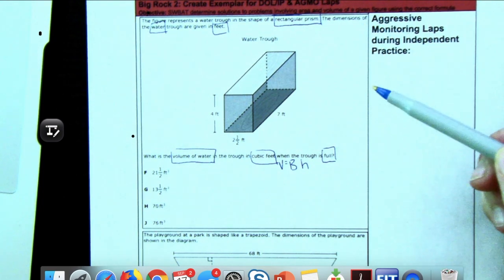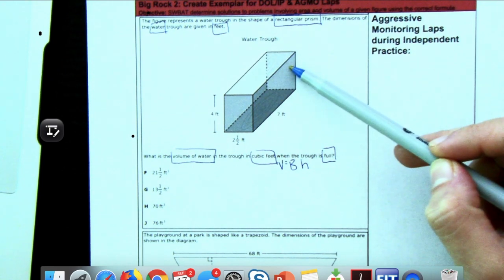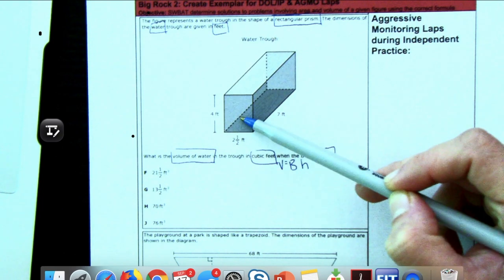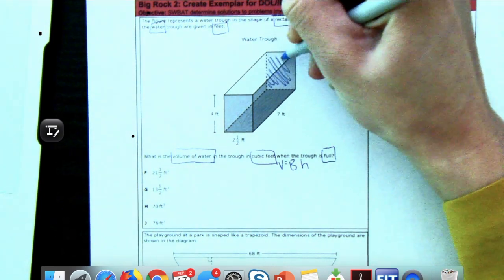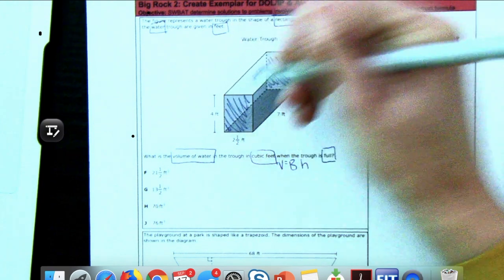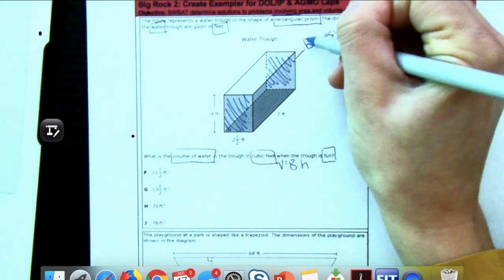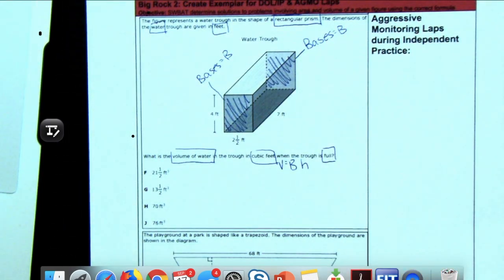I want my students to know that the bases are parallel to each other, that they are the same shape and the same size, and that there are only two bases. So the bases are these. There's only two of them. They're the same shape and the same size. They're parallel to each other. So I'm going to shade them in so I know those are my bases. Now I've figured out what that is.